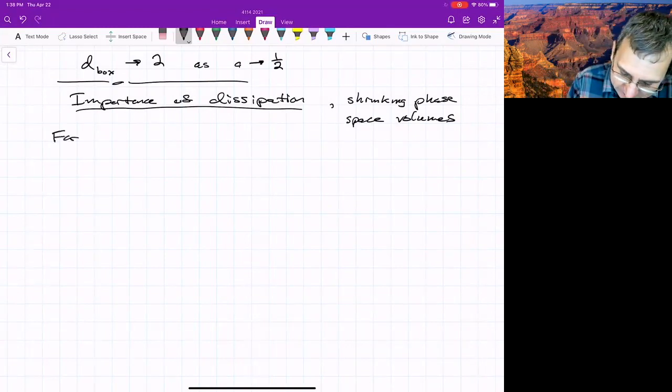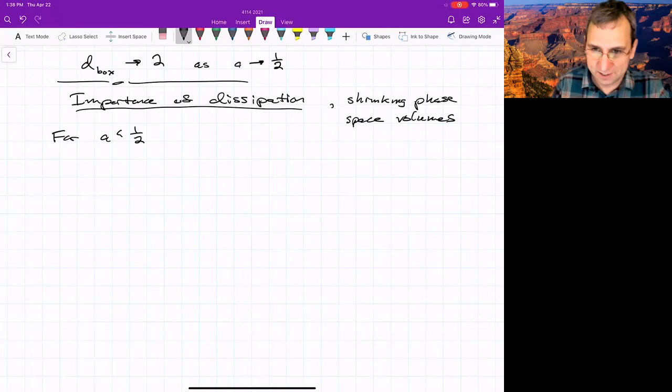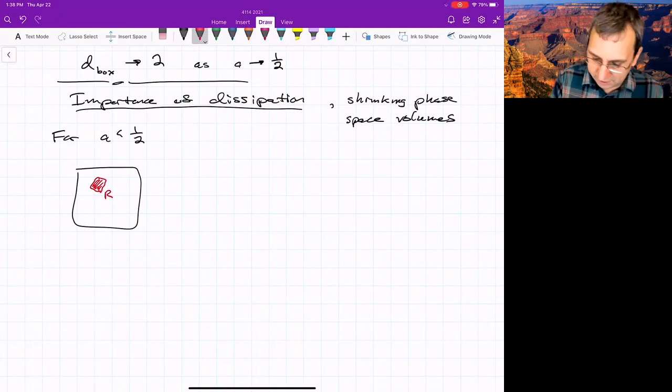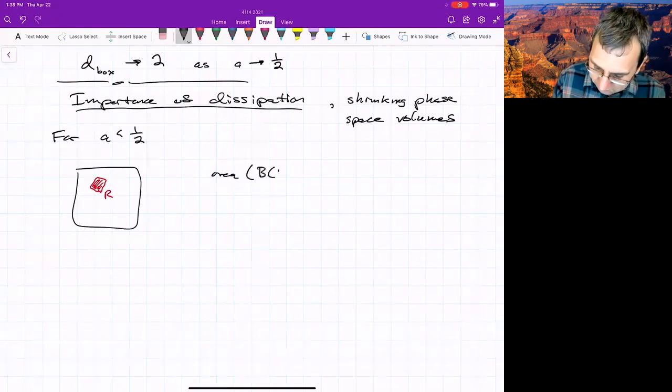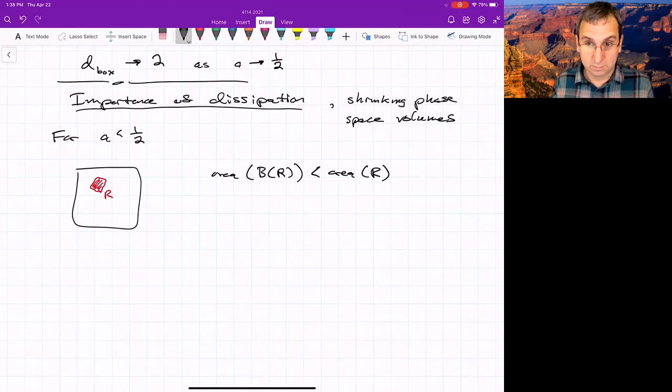For a less than 1/2, the Baker's map shrinks areas in phase space. If you've got any region in the square, so here's our initial square, here's any region, call it R, then the area of the first iterate of R under the Baker's map is going to be less than the area of R. It's just going to shrink.